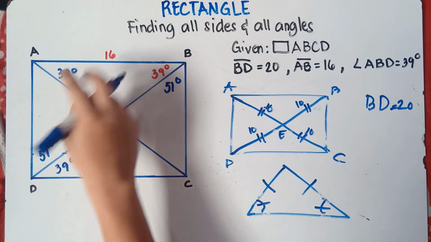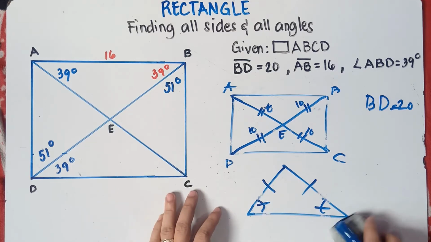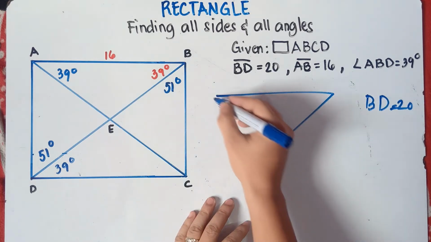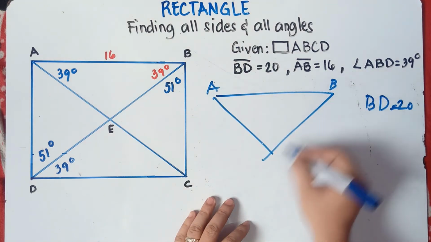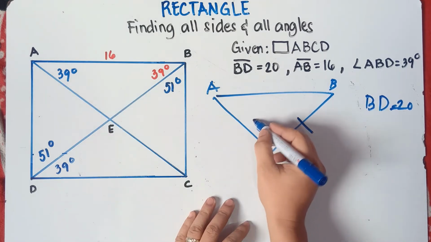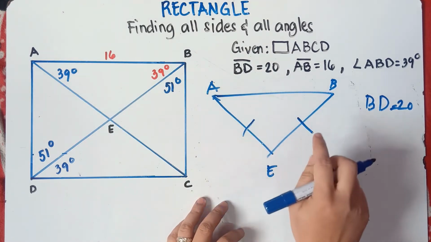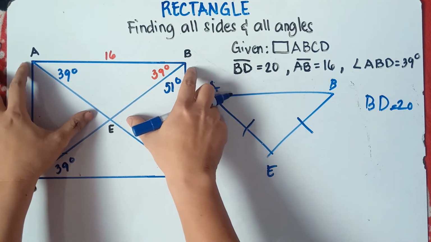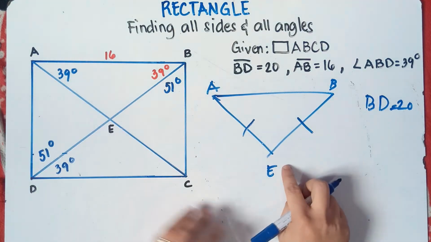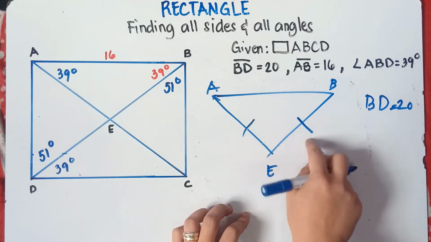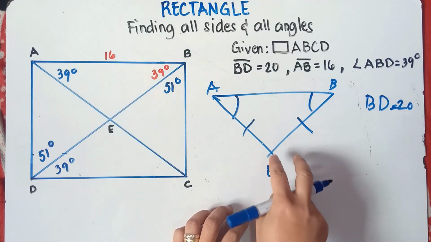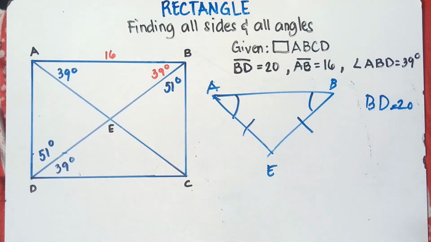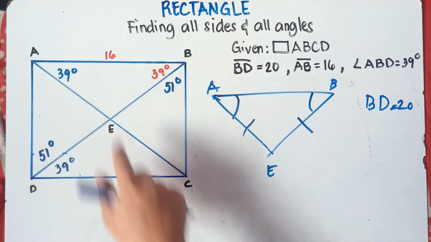Why is that, sir? Because this triangle, let me just do this triangle, class, for you to understand this one. This triangle ABE, this side is congruent to this side because the diagonals cut themselves into two equal parts. So AE is congruent to BE. And if they have two congruent sides, of course, they have two congruent angles because that is an isosceles triangle. So this is 39 degrees.